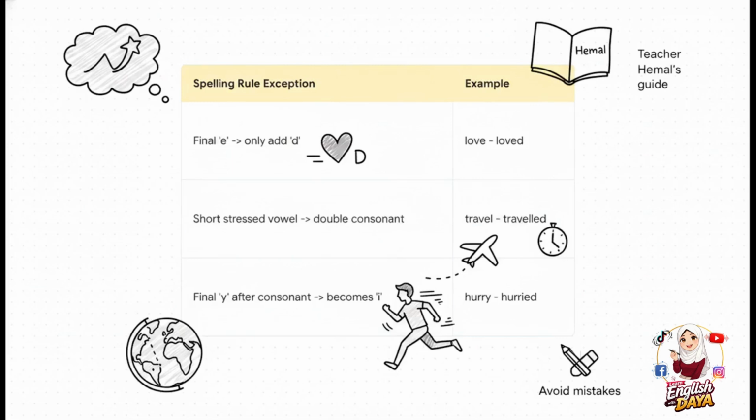Love simply becomes loved. Second, if you have a short stressed vowel or an L as a final consonant after a vowel, you double the consonant. So admit gets a double T for admitted, and travel gets a double L for traveled. Finally, if a word ends in Y after a consonant, that Y turns into an I before you add ed. So hurry becomes hurried. Memorize these, especially for writing about your travel experiences or when you're feeling hurried, and you'll avoid the most common mistakes.